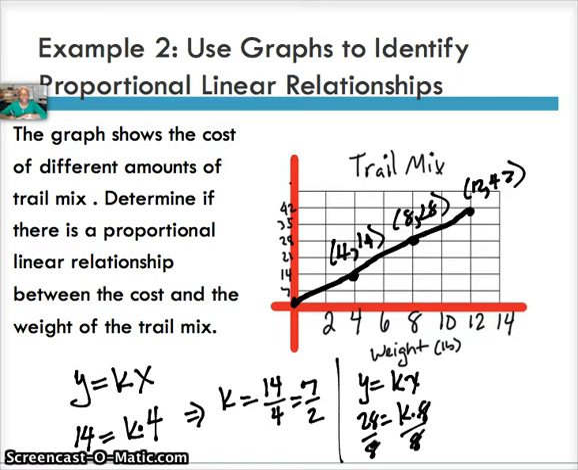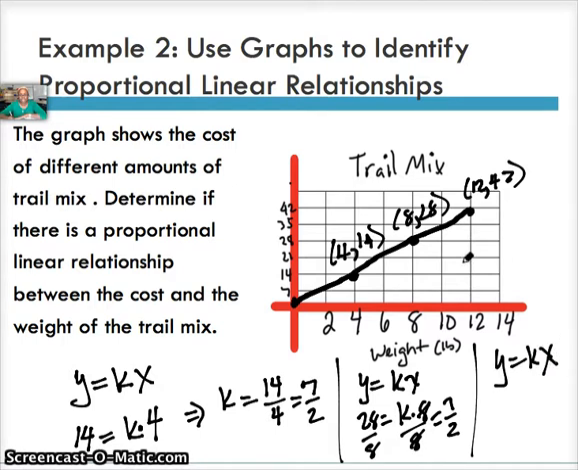Let's divide here: 28, 4 goes into 28 7 times, 4 goes into 8 2 times. Again, I get 7 over 2. And since this is a linear equation, I can bet that this is going to have that same relationship, since I've seen it happen so many times before. But just for kicks and giggles, let's do it again.